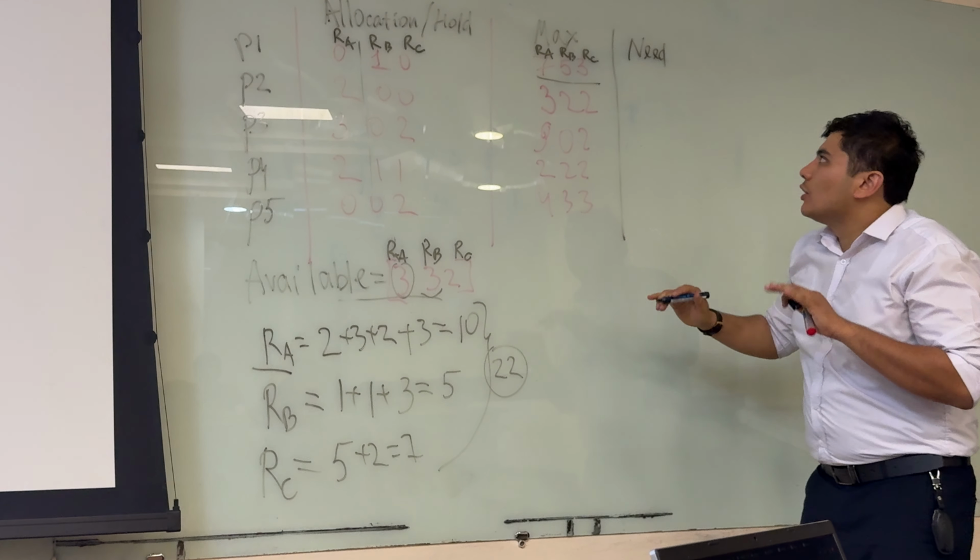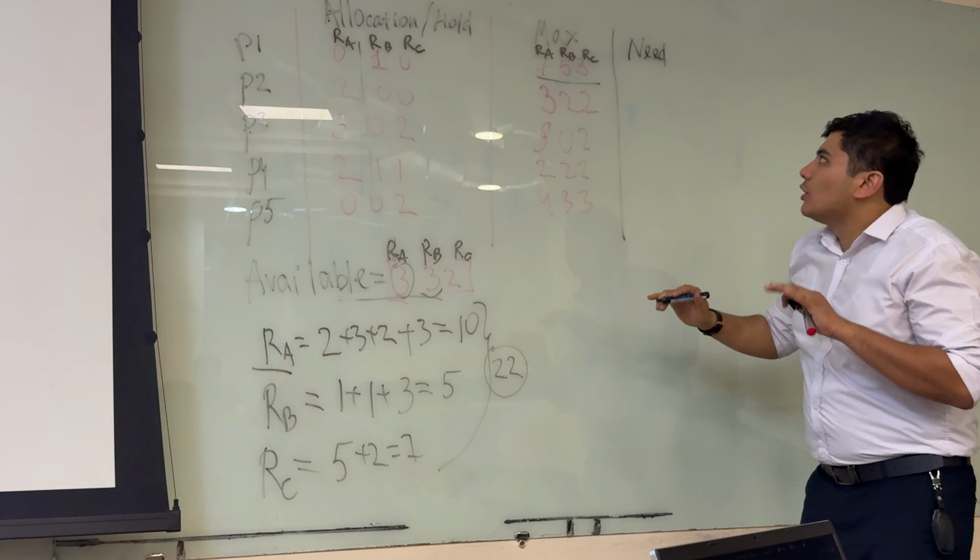So this is the matrix. RA 7 minus 0 is going to be 7. 5 minus 1 is 4. 3 minus 0 is 3. And for process number 2, 3 minus 2 is 1, then 2 minus 0 is 2, and 2 minus 0 is 2. And this one is 6, 0, 0. The next is going to be 0, 1, 1. The next is 4, 3, 1. So we simply found the need matrix, right?